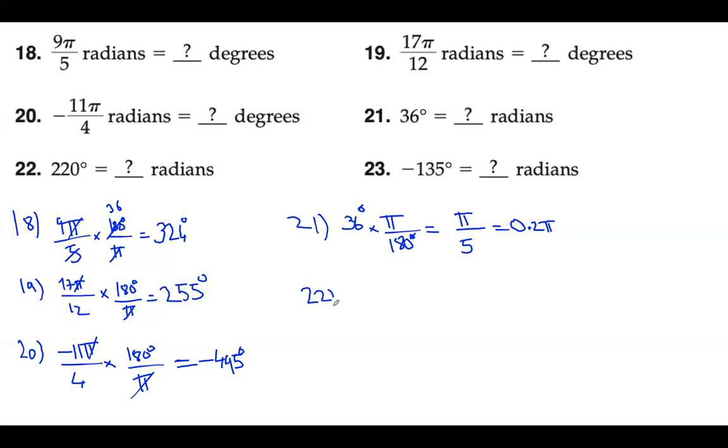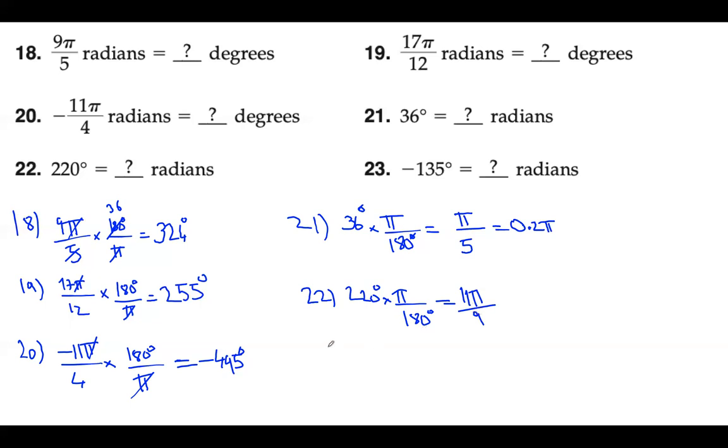The next question, 22. The angle is 220, so times pi over 180. So I will write 220 divided by 180. Then I will change it to the fraction, 11 over 9. So it means 11 pi over 9 is the answer.